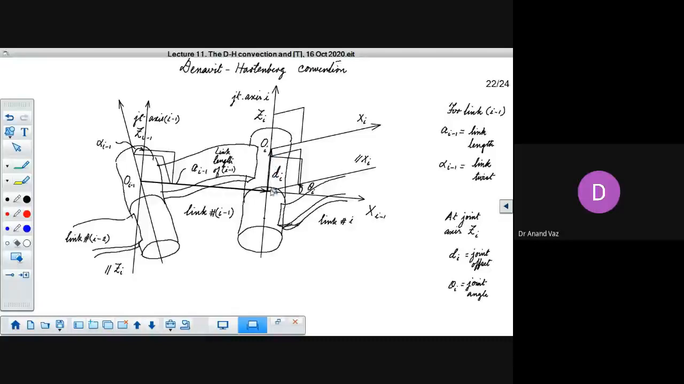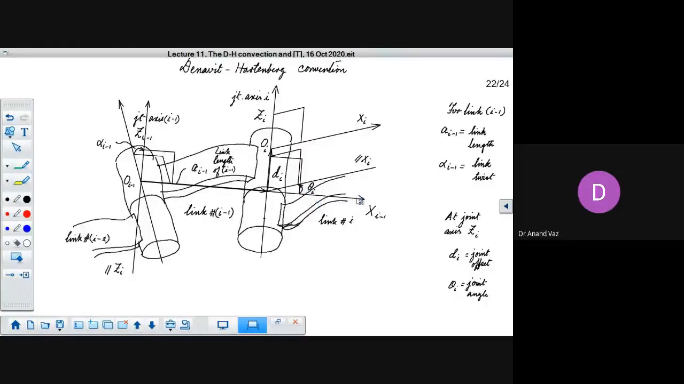So this distance is di. It is called the joint offset corresponding to the ith axis. And finally, we have the joint angle corresponding to the ith axis. Keeping your thumb oriented along zi, you move your fingers from xi minus 1 towards xi, or a line parallel to xi. So this is going to be the angle theta i.